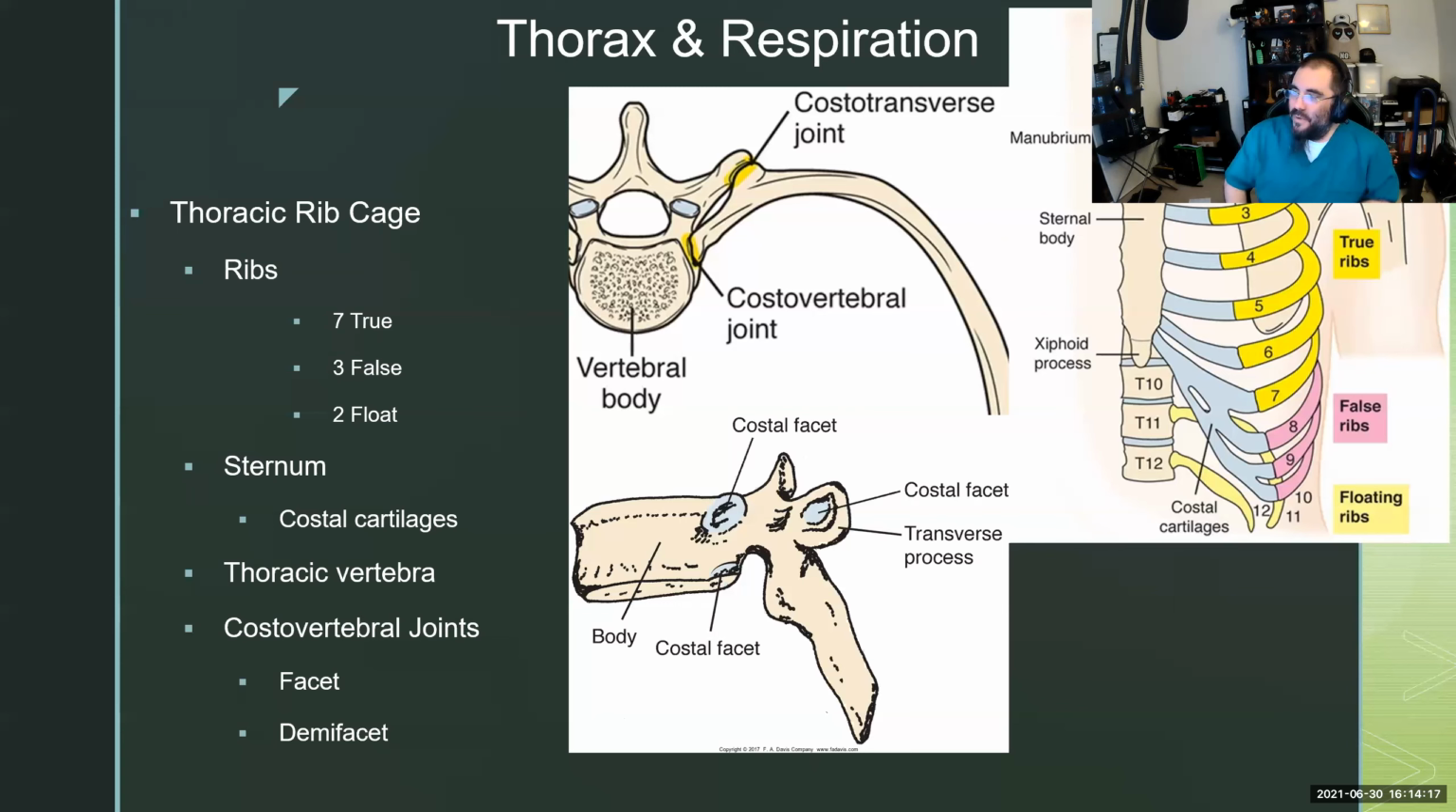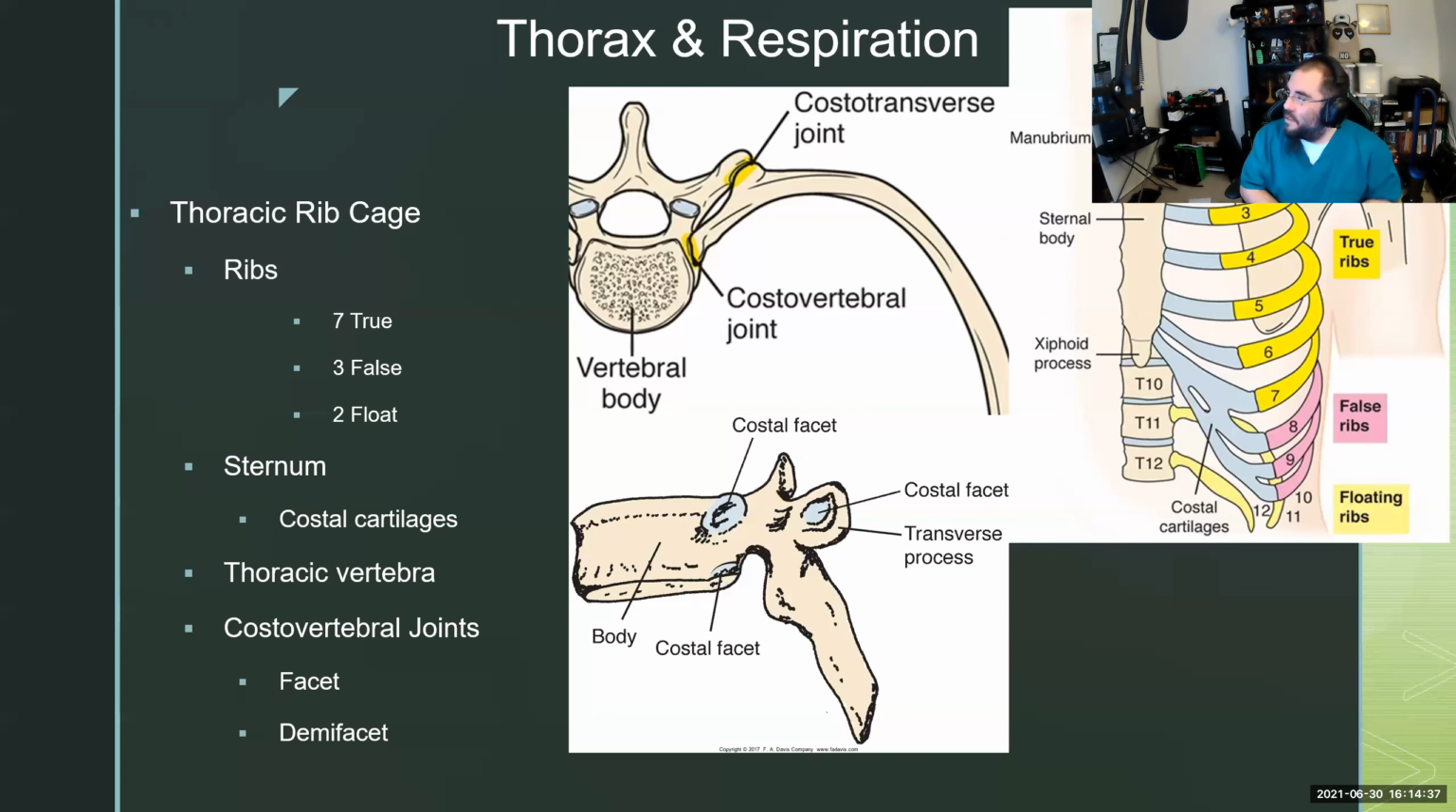All right. So with the ribs, we have 7 true, we have 3 false, and we have 2 floating. The 7 true are the only ones that actually articulate with both the spine and the sternum. The 3 false ones kind of come together with rib 7.